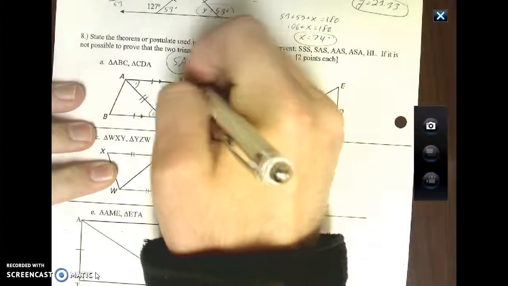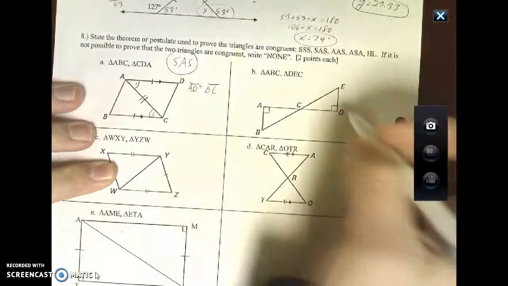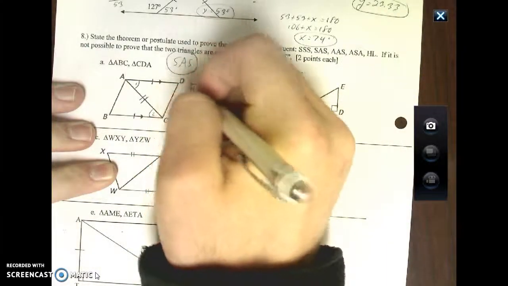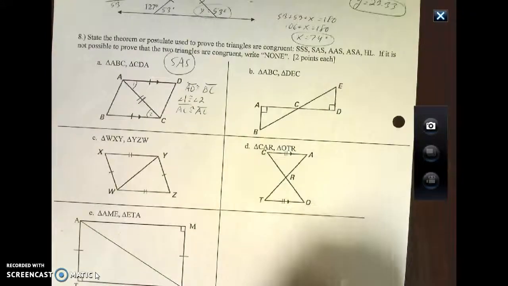Alright, and just to label everything for you again, because we've been doing this in class, AD is congruent to BC, angle 1 is congruent to angle 2, and AC is congruent to AC. There's your partial credit you can receive for that. Okay, very, very nice.